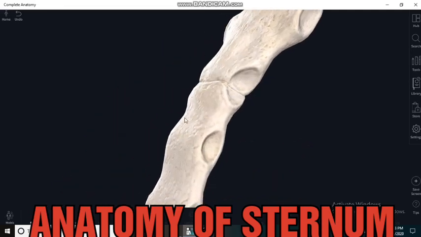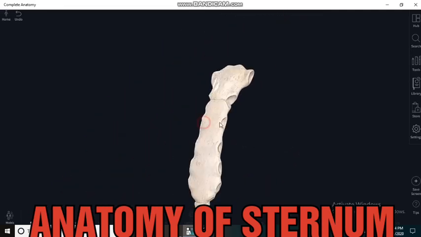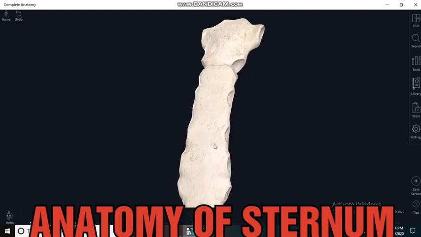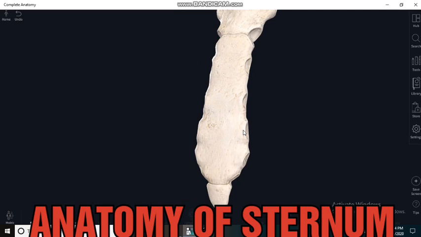Now let's talk about body. From here to here, this is body of the sternum. The body is the middle and the longest part of the sternum. It articulates with the manubrium from the superior side and articulates with the xiphoid process from the inferior side.